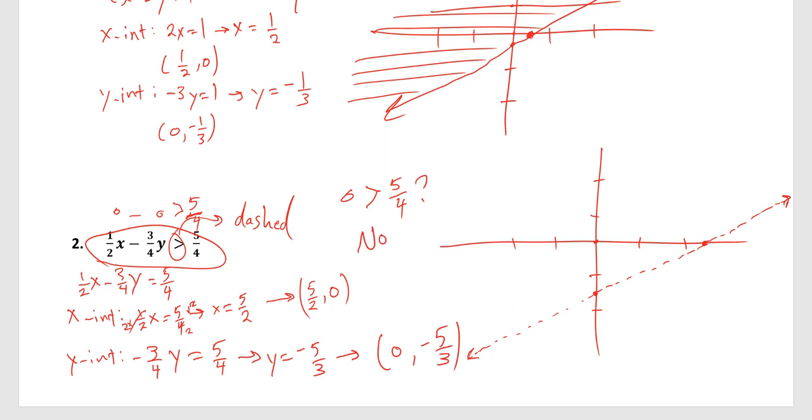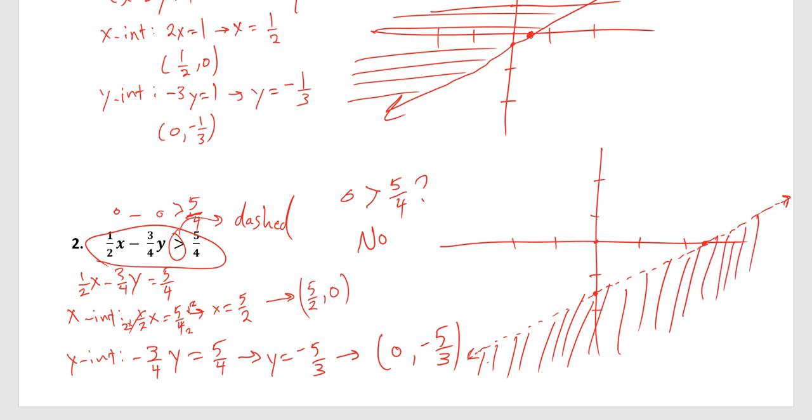So we end up taking the opposite region. So not the region that has the origin, but the opposite region on the other side of our inequality boundary line, right? Which is this region. So we end up shading this region.